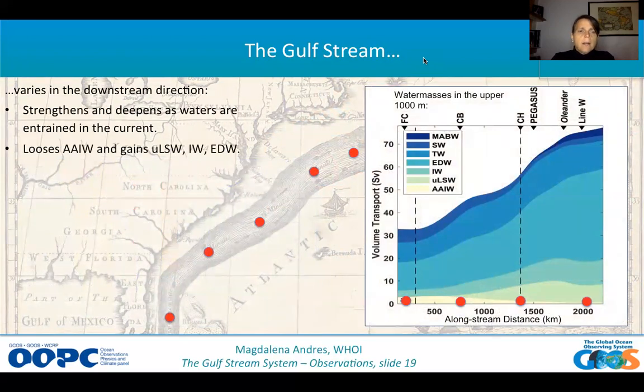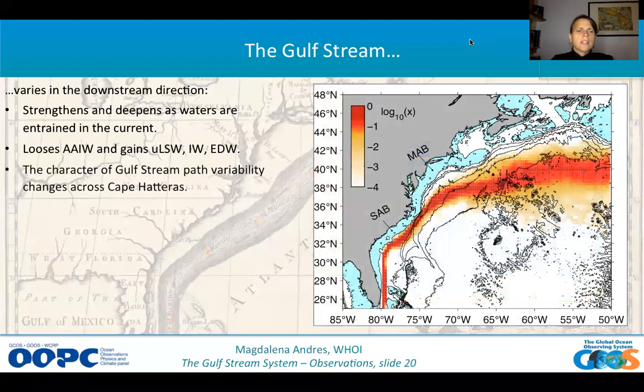In addition, along its path, the water masses carried by the Gulf Stream vary. Along its route from Florida Straits downstream, the Gulf Stream loses Antarctic intermediate water and it gains upper Labrador Sea water, intermediate water, and 18-degree water.